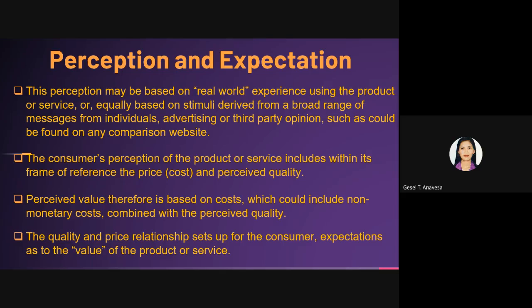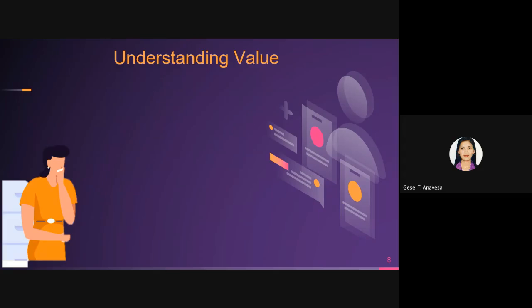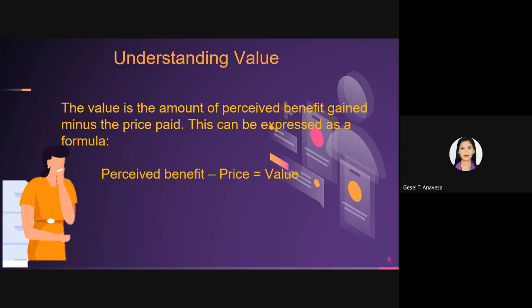Okay, so after understanding the consumer, what are the perception and expectation, we are now going to understand the value. So understanding value, or more importantly, the consumer's perception of value, is integral to revenue management. So in a buyer or seller transaction, the value is the amount of perceived benefit gained minus the price paid. So this is the formula. Perceived benefit minus the price, and then you get the value.